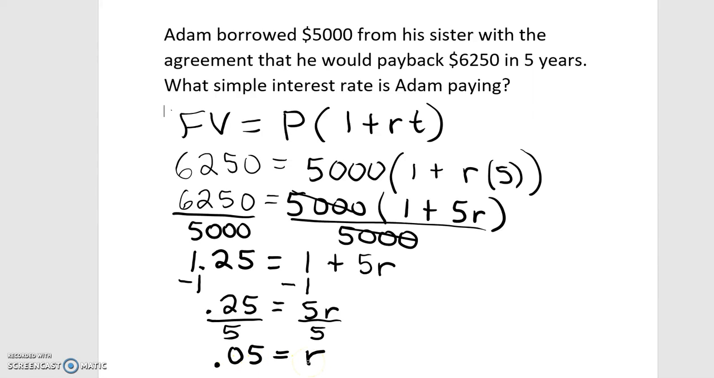So we want the interest rate as a percent. This is the interest rate as a decimal. So to write it as a percent, all we need to do is multiply by 100%. So we end up with an R equal to 5%. So Adam is paying a simple interest rate of 5% to his sister.